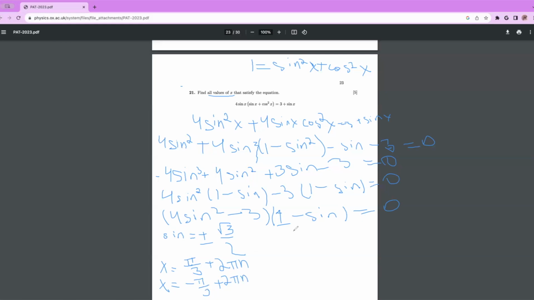So yeah, we can't. And then here you have 1 minus sine is equal to 0, which means that sine x is 1, right? That only happens at pi over 2. But since it says all solutions, you need to add infinite multiples of 2 pi, for n that belongs to the integers. That was very bad, but yeah, that's the solution.